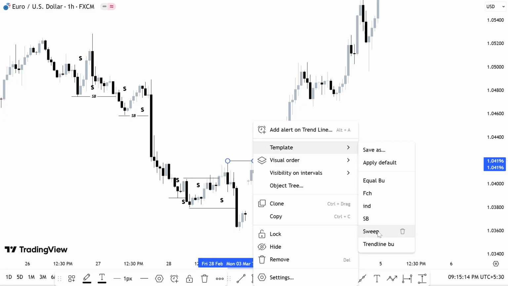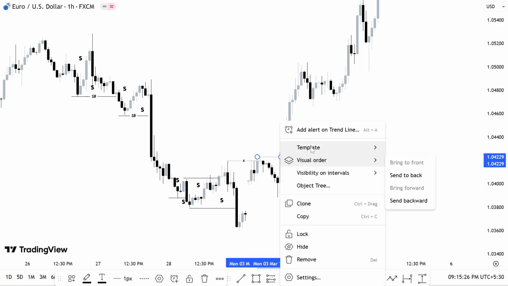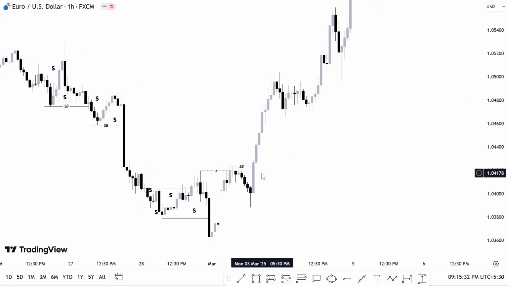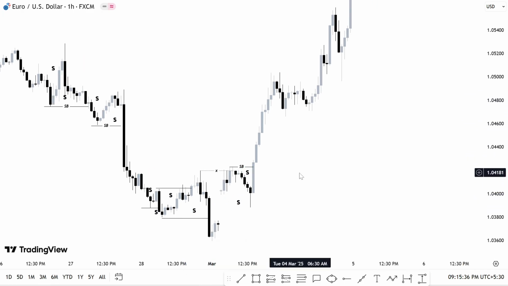This is a sweep because price does not close above this level. This is a sweep market structure, and price retraces and moves up. Okay, I hope you understood what is a valid structure and what is not. So this is again a structure break because it has spacing here, it has spacing here.